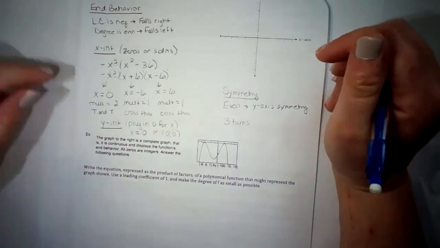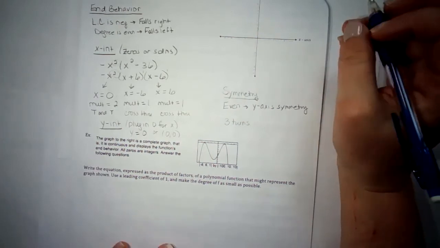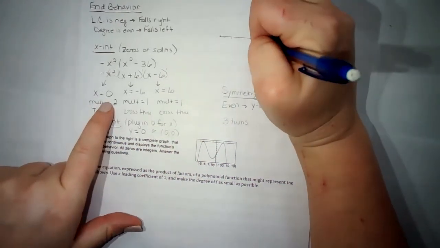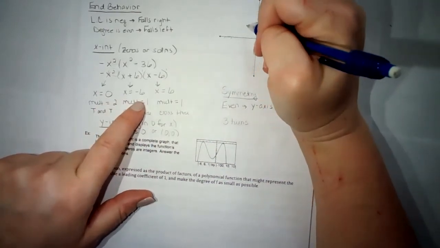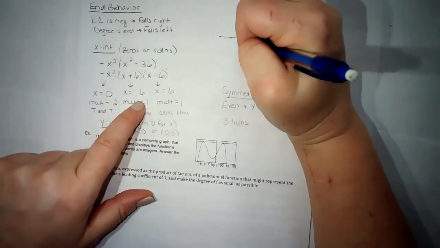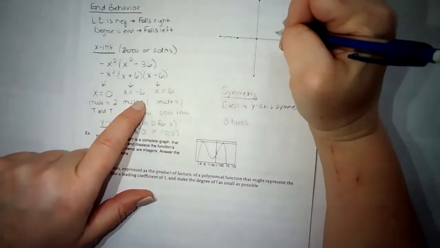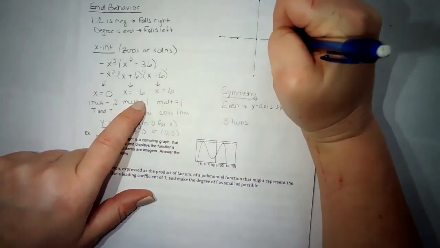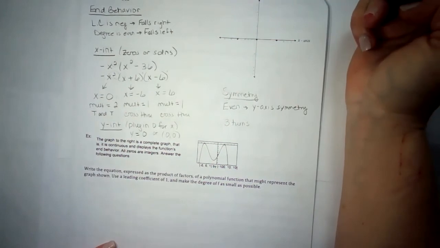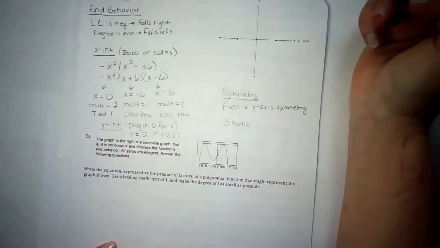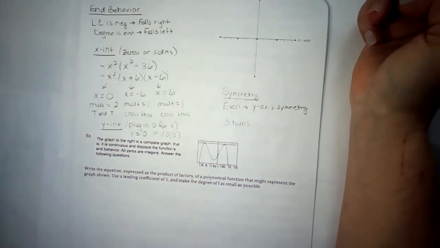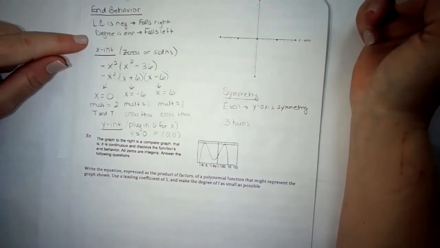Okay, first of all, we're going to put in our intercepts. So I'm going to put in x equals 0, x equals -6, and x equals +6. And this is also going to be my y-intercept right here. Okay, then let's do end behavior.